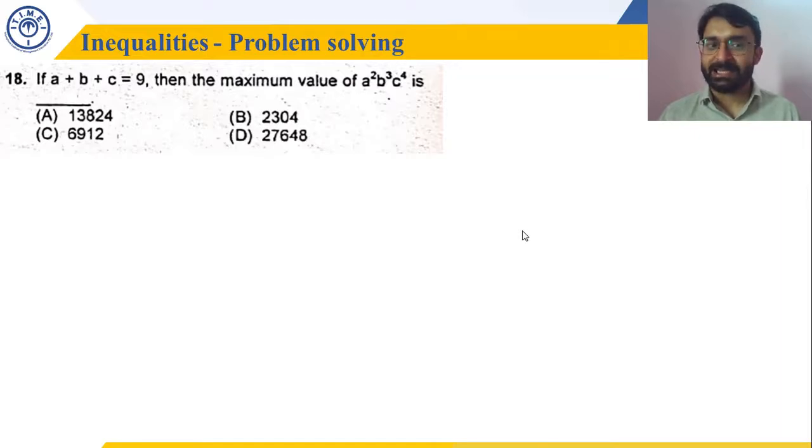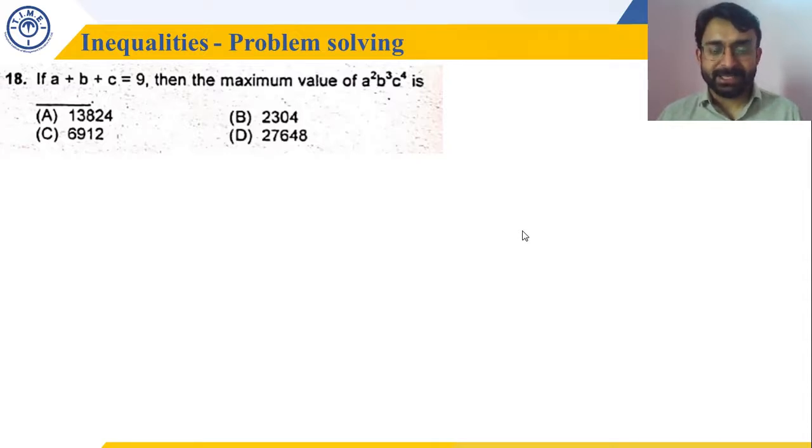So we discussed in the last class, in such questions we can use AM is greater than or equal to GM, arithmetic mean is greater than or equal to geometric mean. Now here I need to find a square b cube c raised to power 4, and the given powers of a, b, c are a power 1, b power 1, c power 1, and the summation of these three variables is 9.